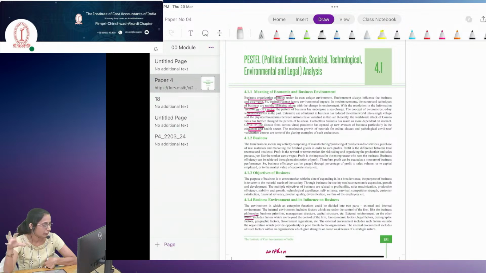Got a summary of this? What are PESTLE factors and why they are required for an organization to take into consideration before starting a business or while operating as an organization. Clear, Sheila? Got a quick summary of what we are going to discuss now? Yes, ma'am. So we will discuss it in more detail now.